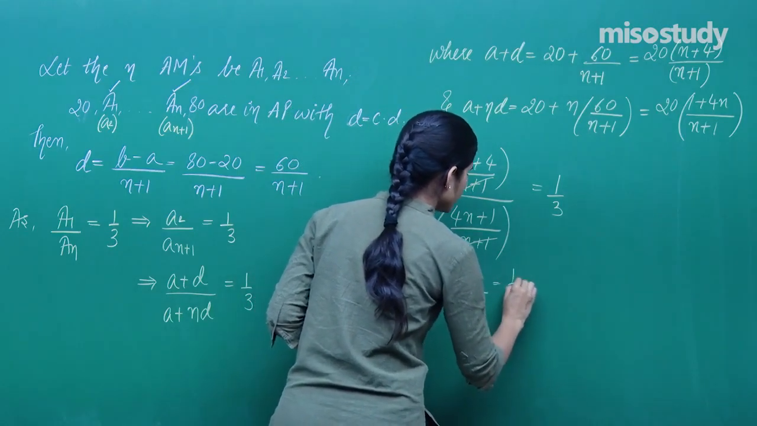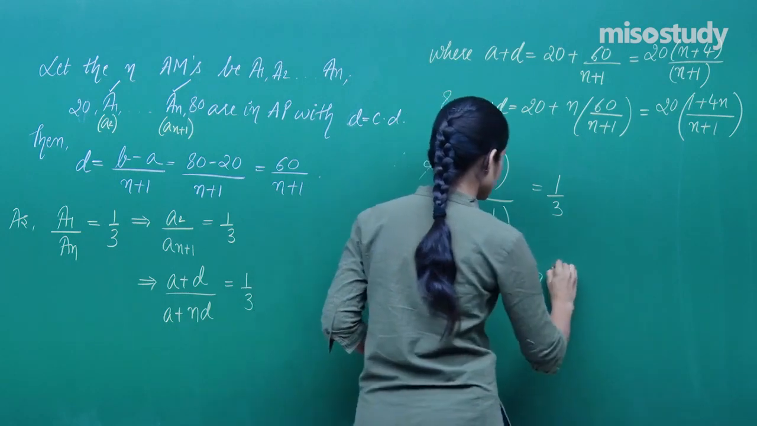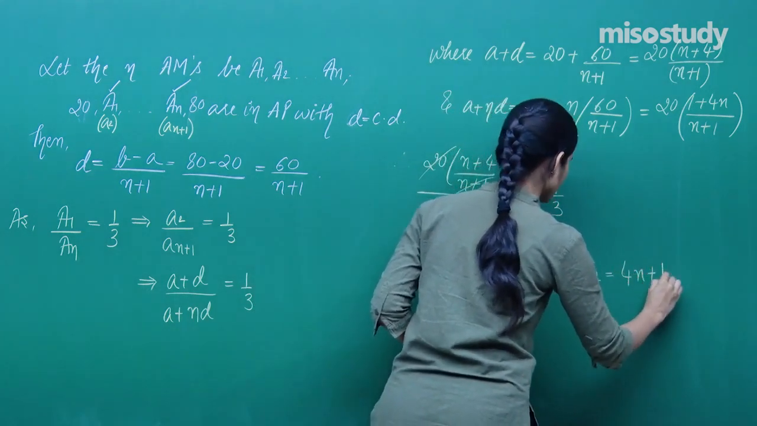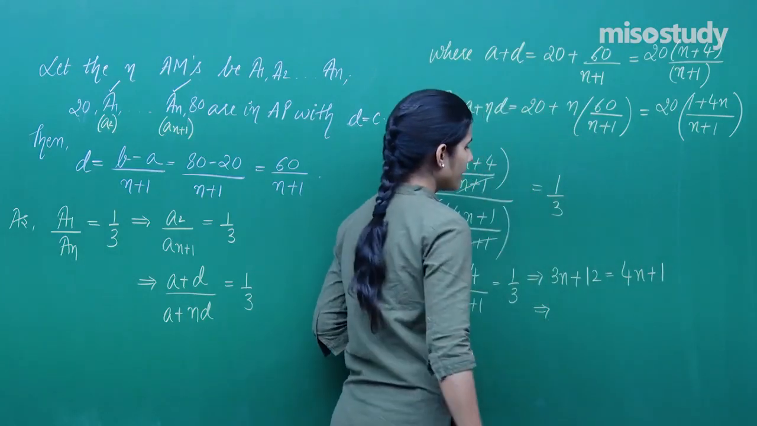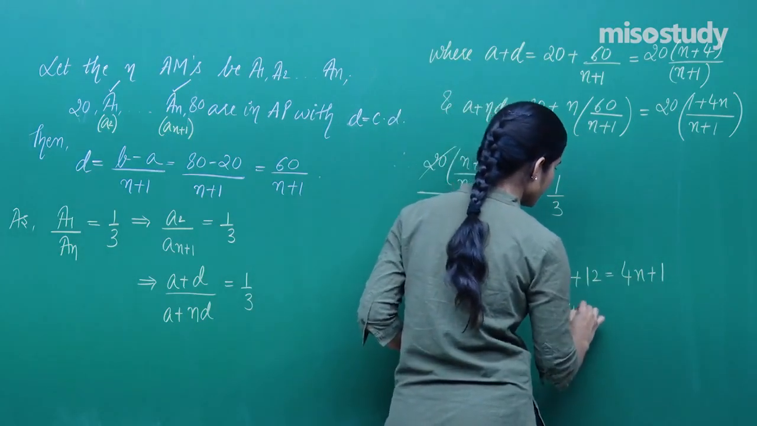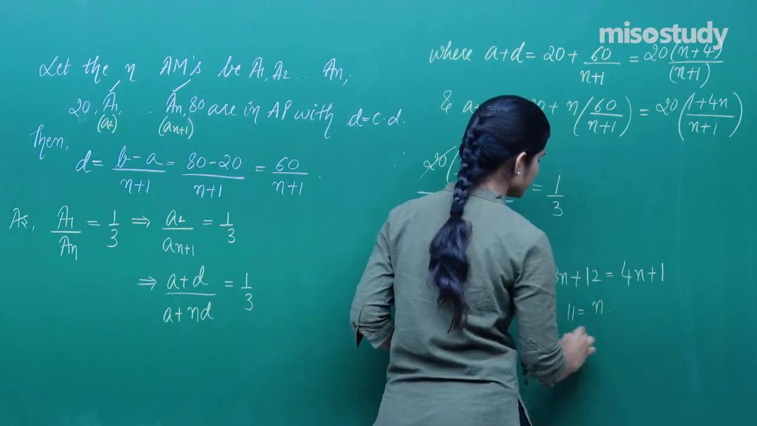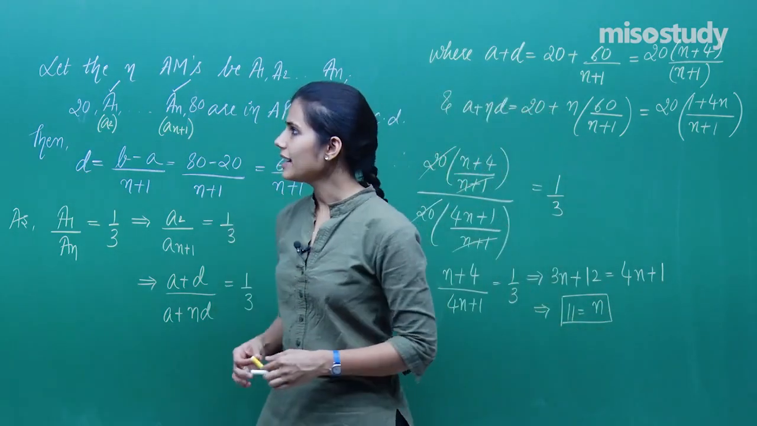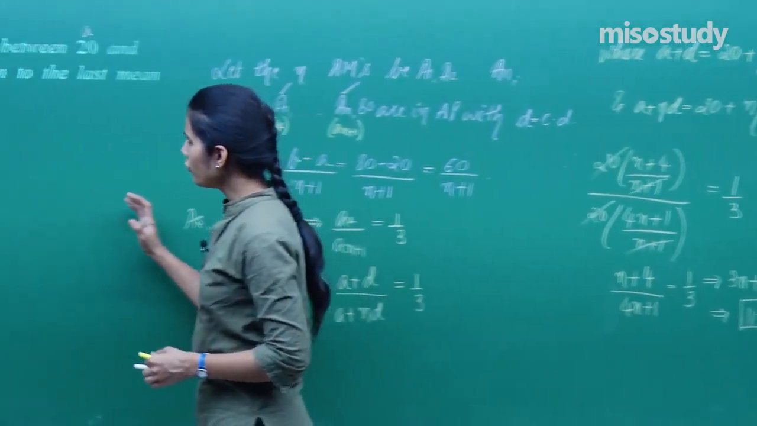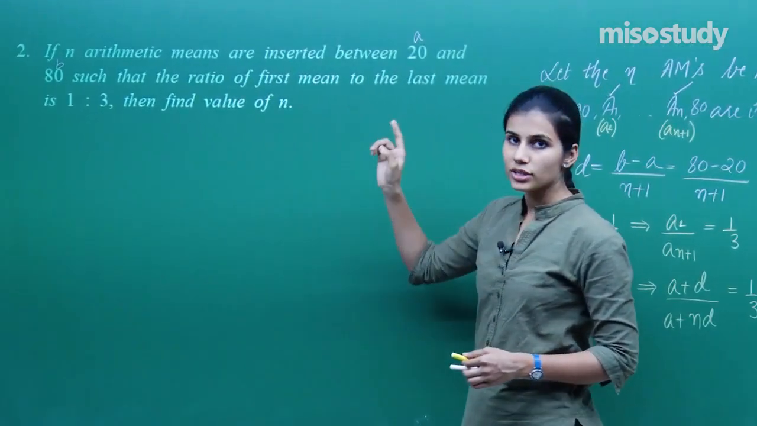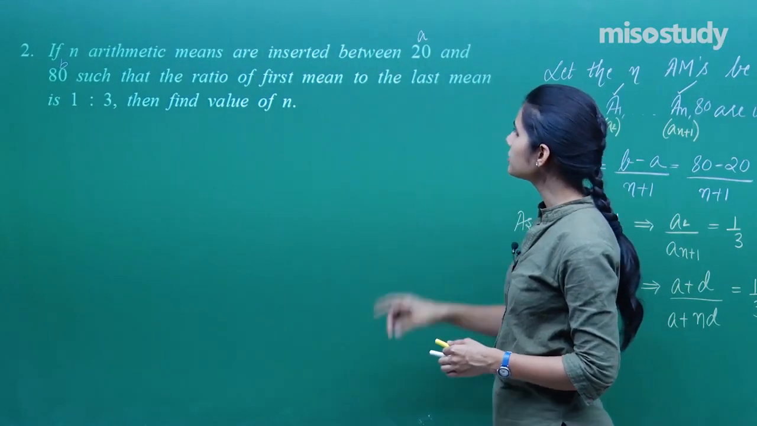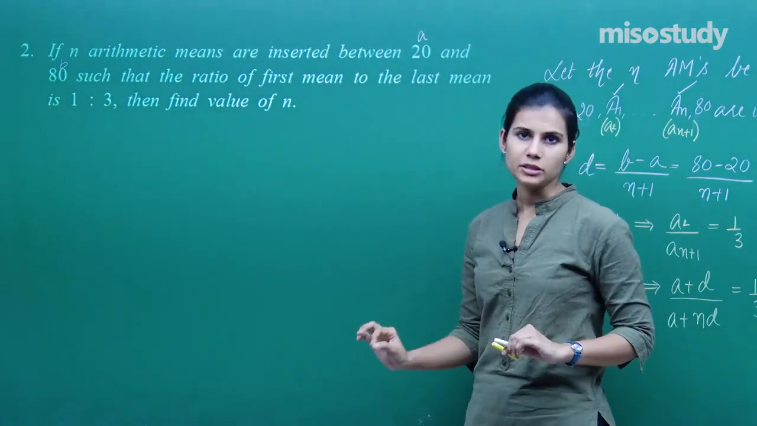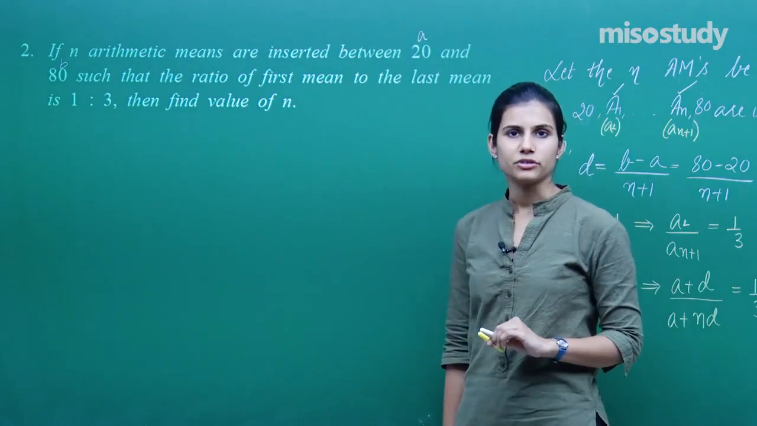plus 1 equals 1 by 3, which implies 3n plus 12 equals 4n plus 1. Eventually you get 12 minus 1 is 11 and 4n minus 3n is n. So n comes out to be 11. It is this value of n for which, if n arithmetic means, it is actually 11 arithmetic means, are inserted between 20 and 80, then the ratio of the first mean to the 11th mean will be coming out to be 1 by 3.